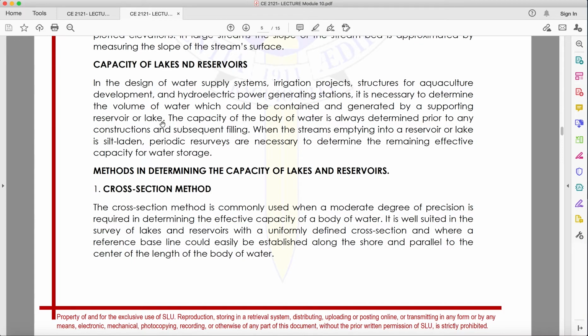Pwede rin na you also have your lake. Lake can also be a water supply, and it cannot be considered a dam unless we have a dam structure. But it can be considered as reservoir. Okay?